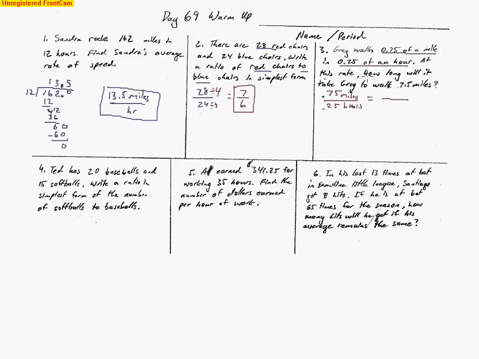So it says how long will it take? So that's talking about time. So x hours, and then we have 7 5/10 miles. That goes on top of the fraction. So you notice how when I write the proportion, it's always miles per hour, miles per hour. And so before we get going on this, let's see if we can reduce this problem at all.